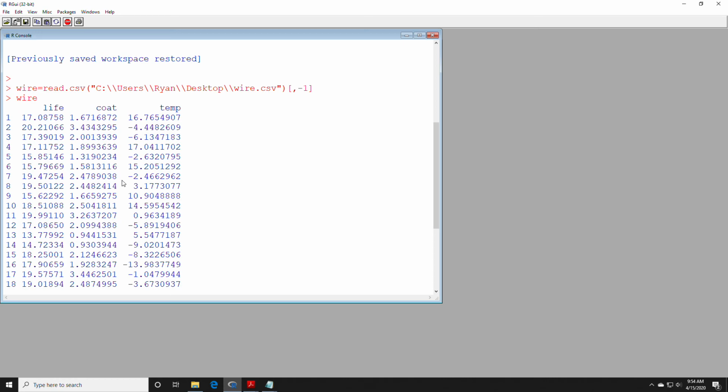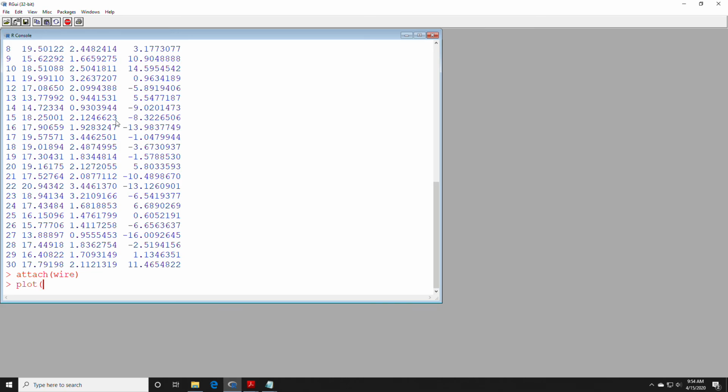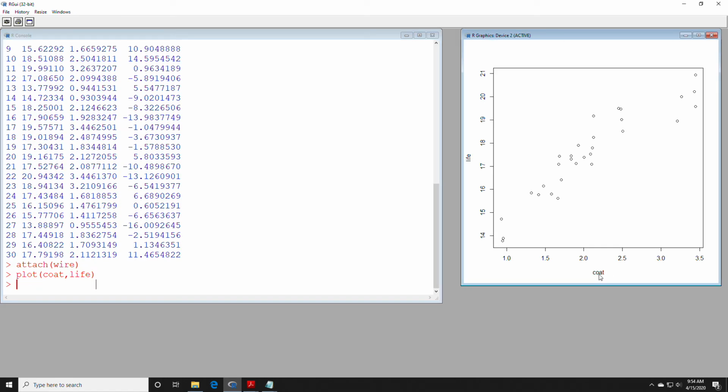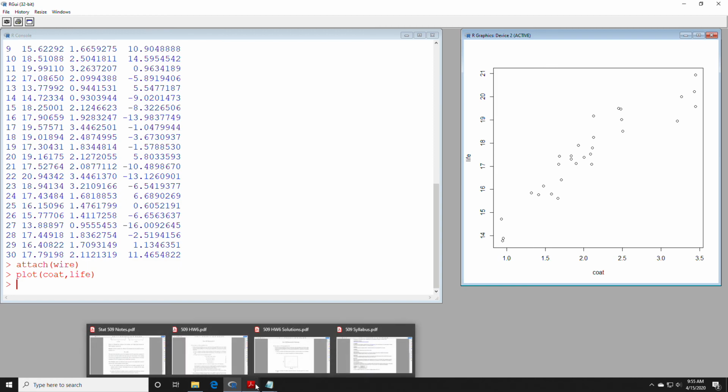First thing, it wanted a scatter plot of lifetime against coating, I think. So plot coat comma life, I think, x y. Yep, okay, plot x comma y. Does it ask us any questions?